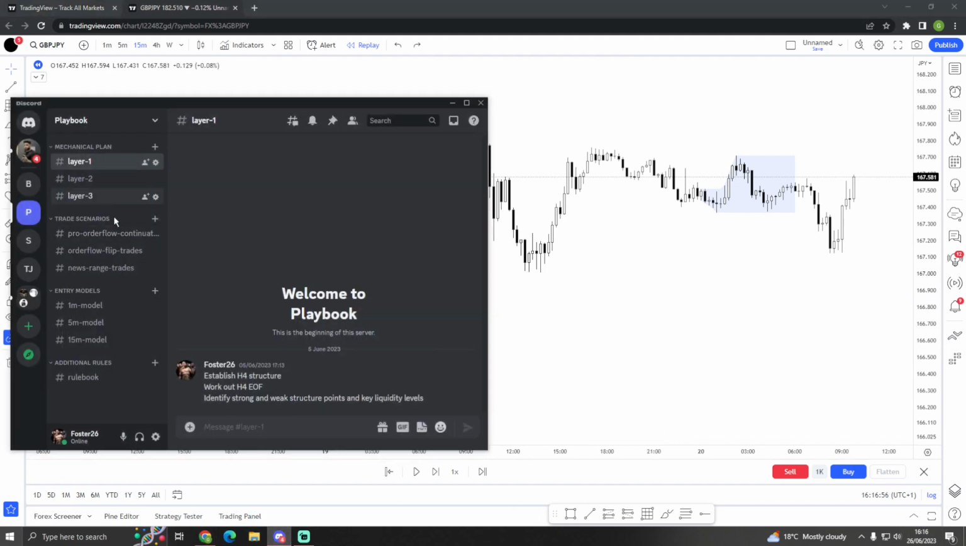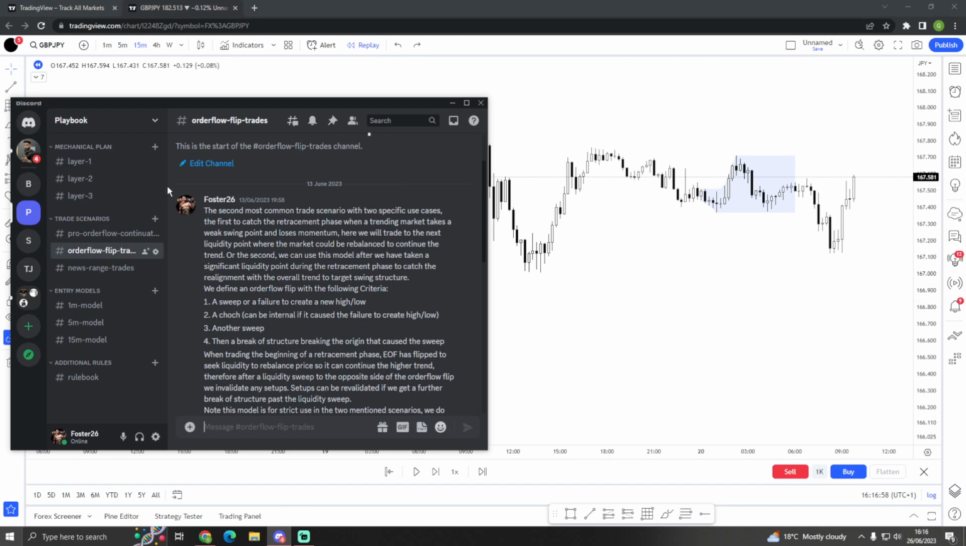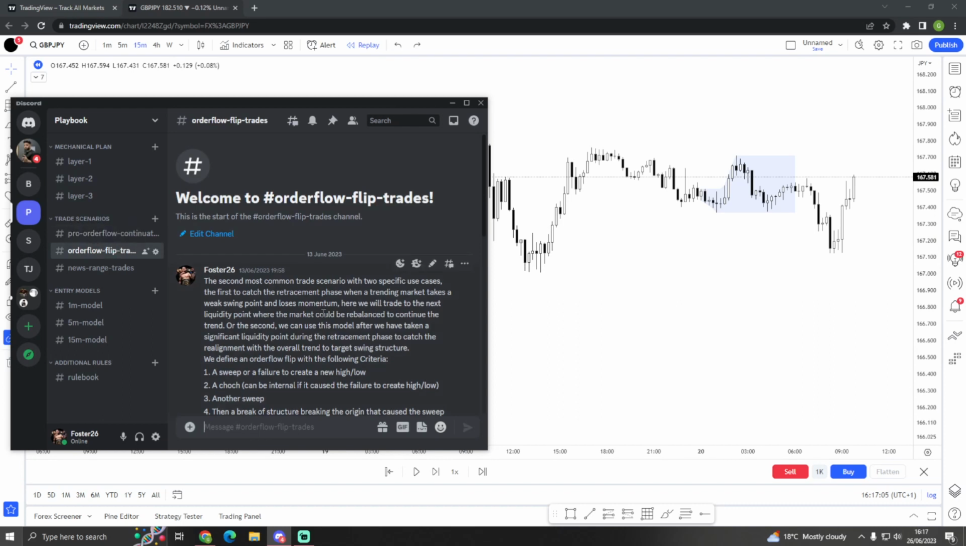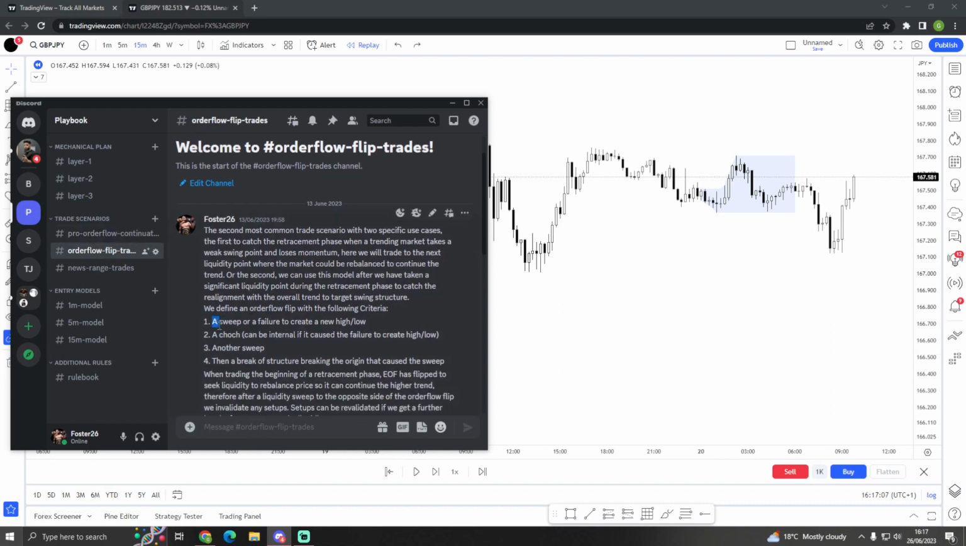And what do I mean by order flow flip? Let me go over this. So again, by order flow flip, I mean the market phase talked about in layer 2. I'll go over this now. But essentially, this is the criteria of an order flow flip. So we need a sweep or fail to create a new high or low, depending on what side of the market you're on. A CHoCH, change of character, which can be internal if you're using a failure to create. Another sweep, then a BOS.